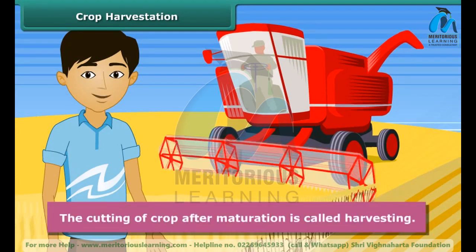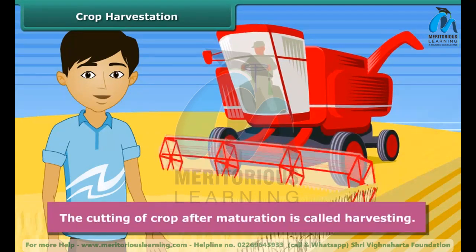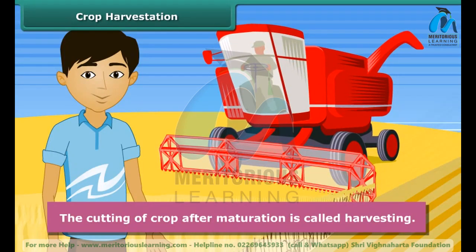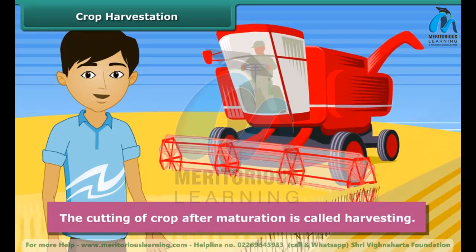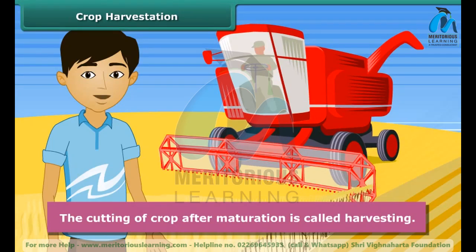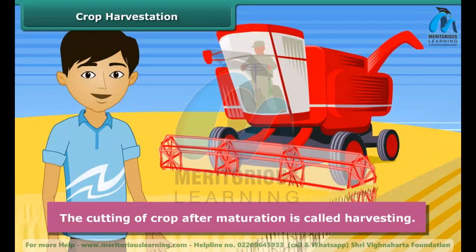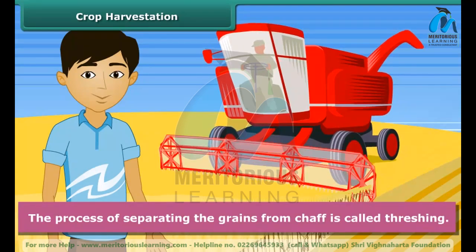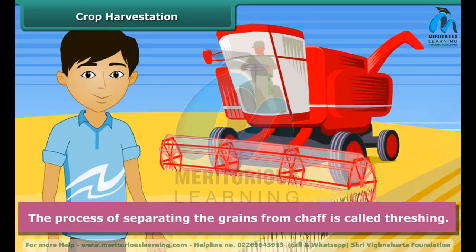Friends, what do you think the farmer does after the crop is mature? Yes, he cuts the crop. This process is called harvesting, and it is an important task. Now let us know how harvesting is done. In the harvesting process, crops are pulled out or cut close to the ground using a sickle or a machine called a harvester. After this, the grain seeds are separated from the chaff. This process is called threshing.